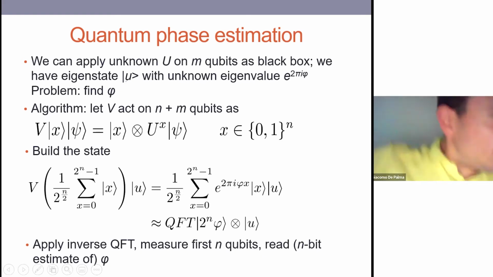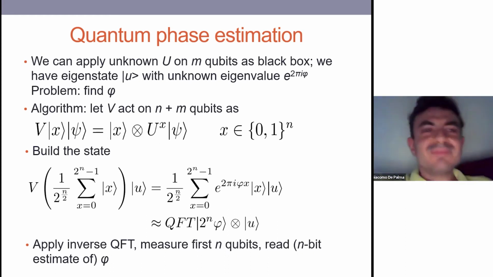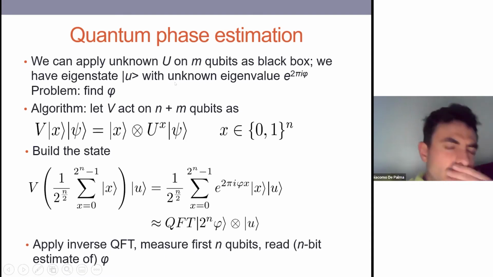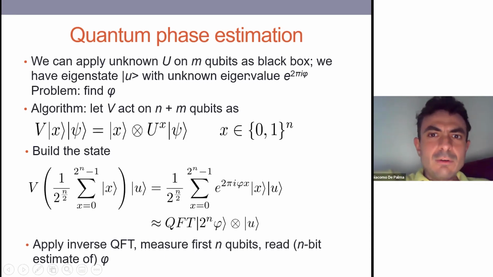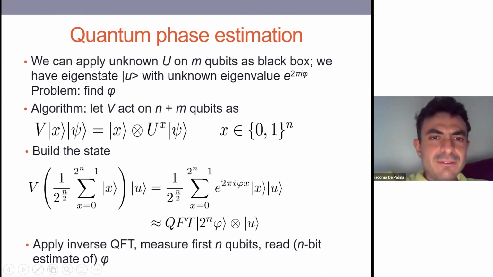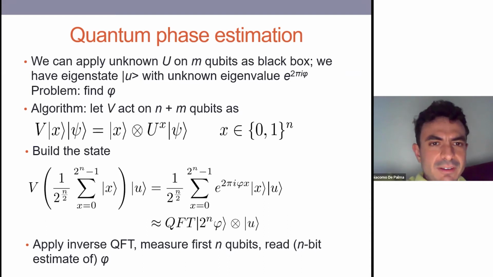And let's say that we have a set of qubits that are in an eigenstate of U, and we will call this eigenstate little u. This eigenstate will have an unknown eigenvalue that we parameterize as e to the 2 pi i phi, where phi runs from 0 to 1. And our goal is to find phi. So how does the algorithm work?